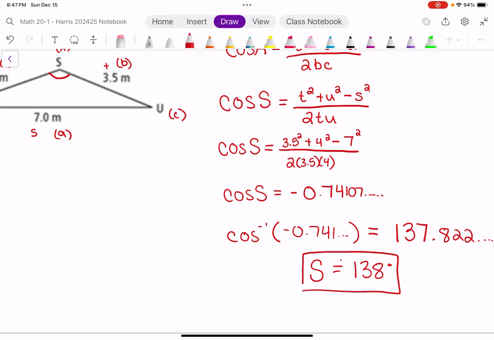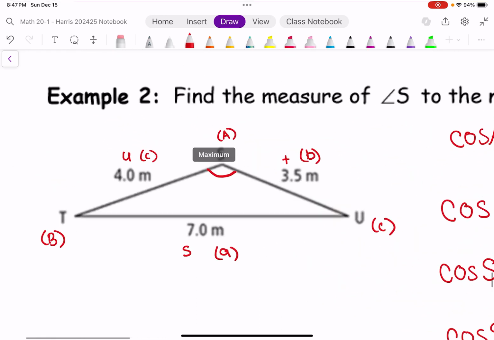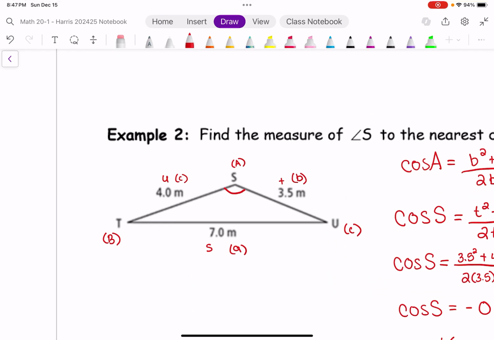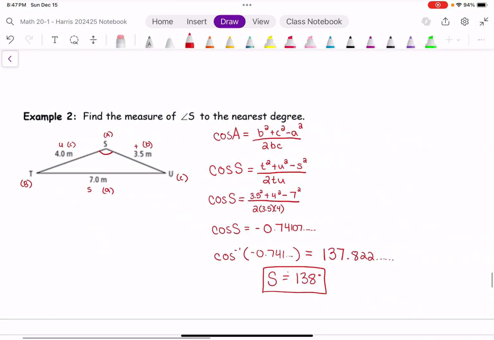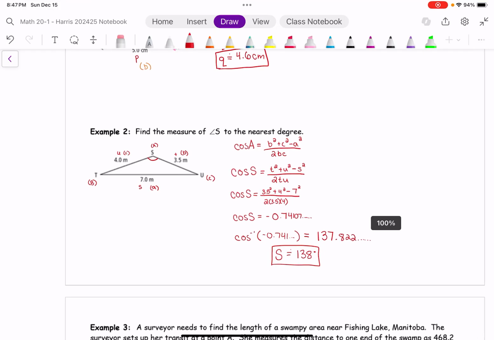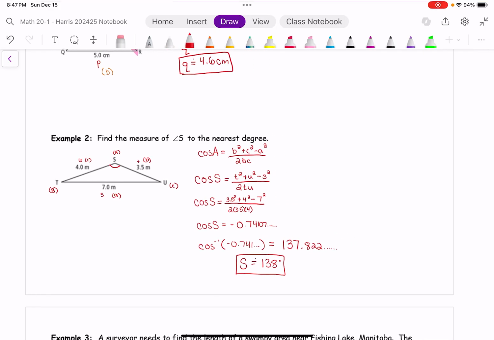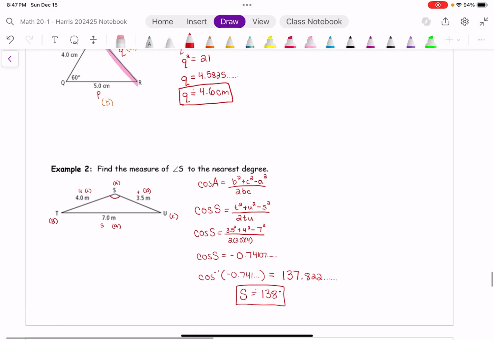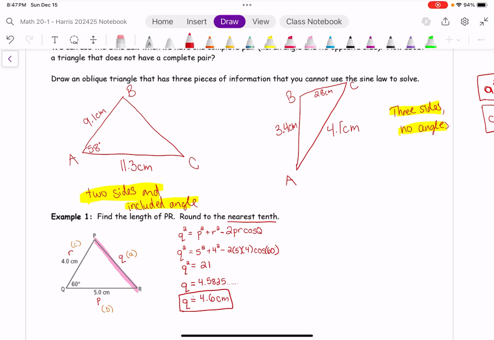We are not used to seeing anything over 90 degrees. However, this isn't a right angle triangle. This is an oblique triangle, meaning one of the angles can be obtuse, and this is going to be larger. That is your cosine law. I am going to leave it there.